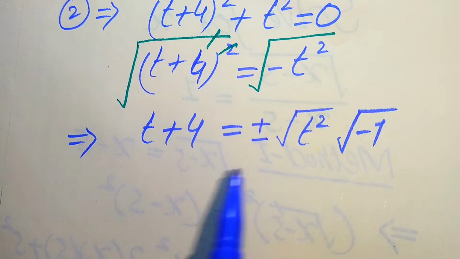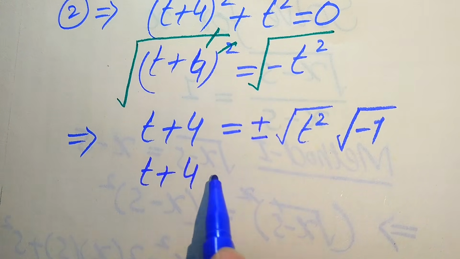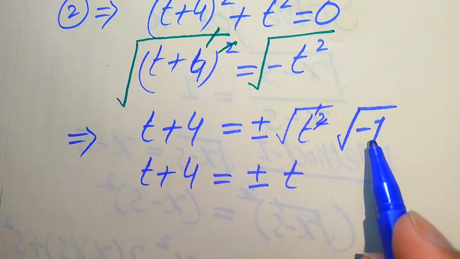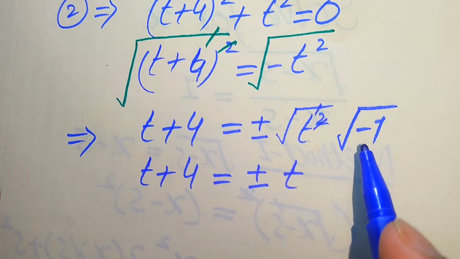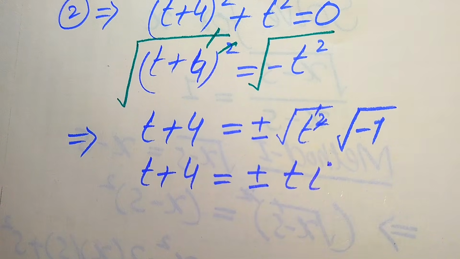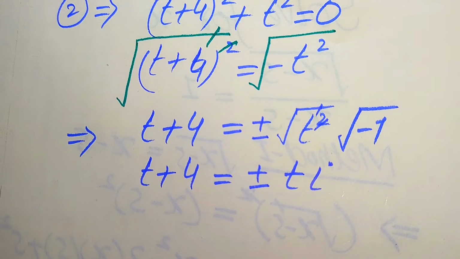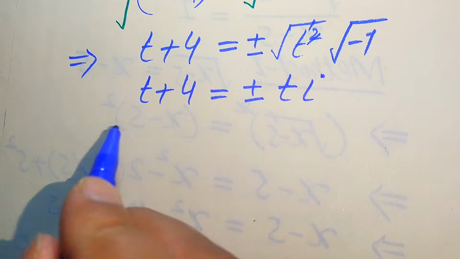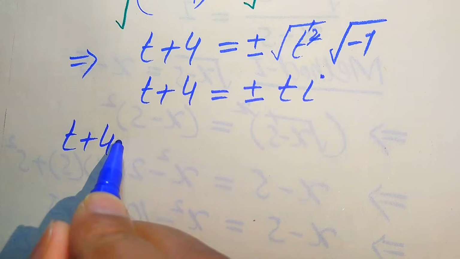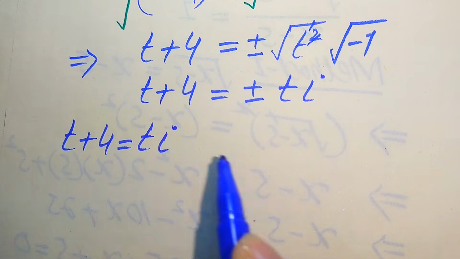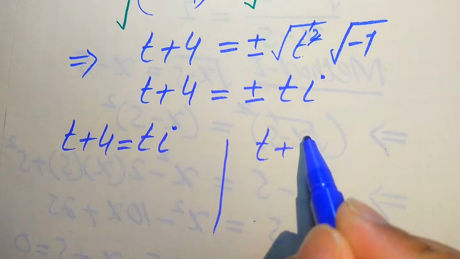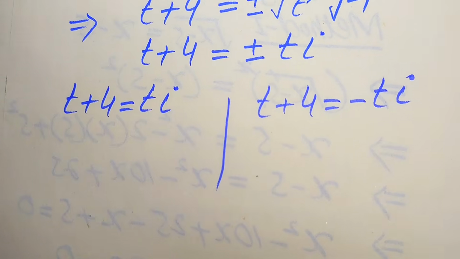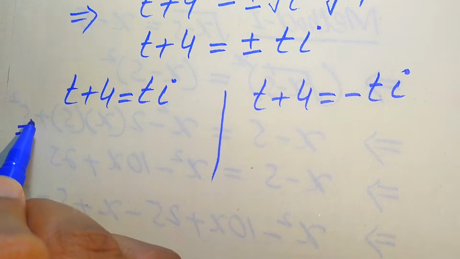So here we rewrite this equation as t plus 4 is equal to plus minus, these two and square root are gone, and we get here t into square root of minus 1, and we know that square root of minus 1 is equal to iota. So here we need to break this equation into two cases for the values of t. So here in this side we will write the positive right hand side, it is positive t iota, and here in this side we will write the negative right hand side, and it is minus t iota.